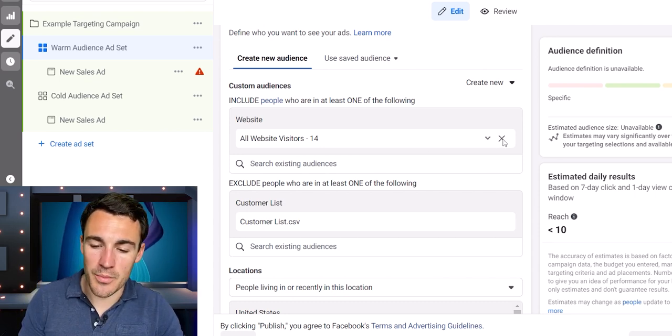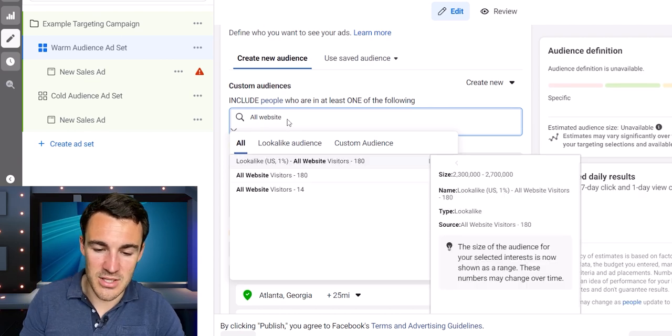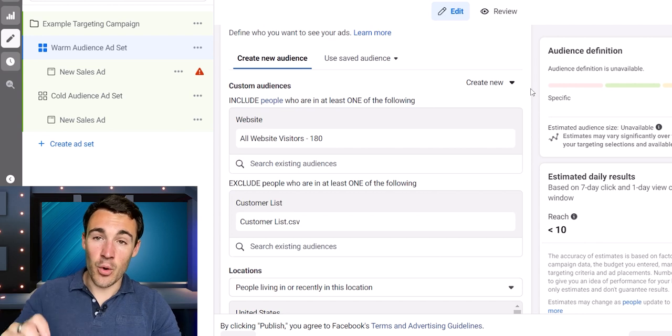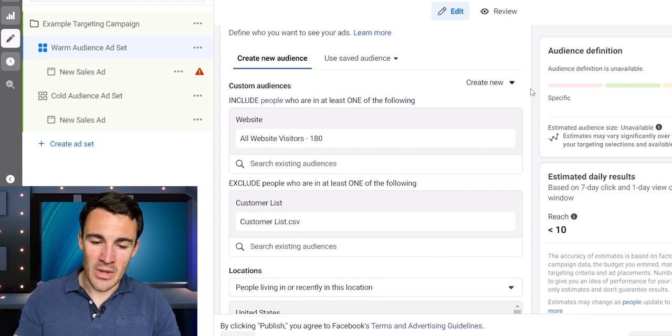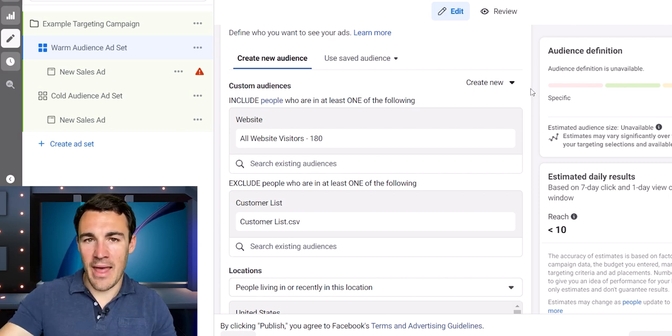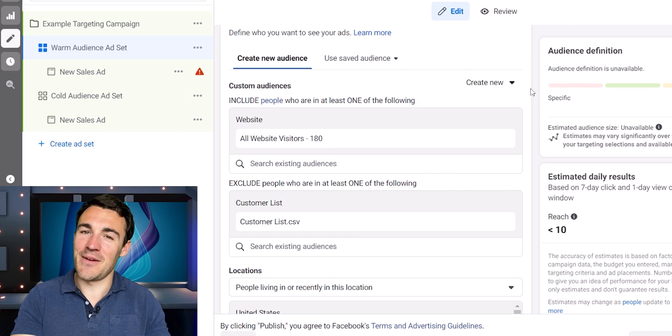So I would look to swap this out, get rid of that, and add in all website visitors within the last 180 days. That audience is going to be much larger, which is great. And you're going to have lots of prospects in there that are great people that you want to put your ads in front of that don't necessarily fit within the last 14 days.